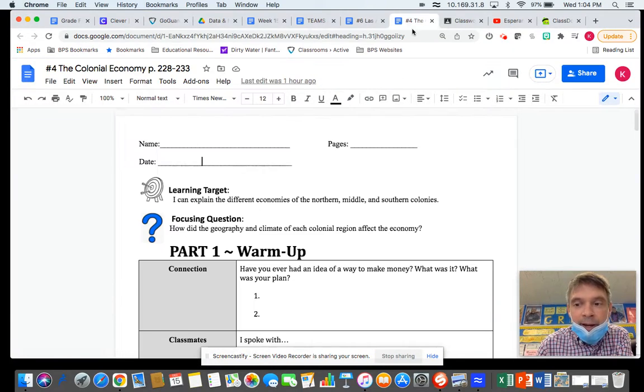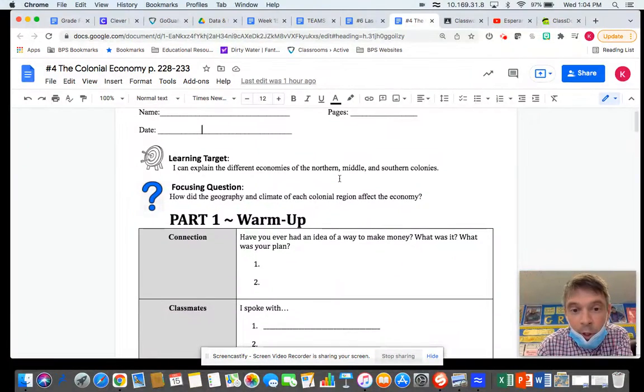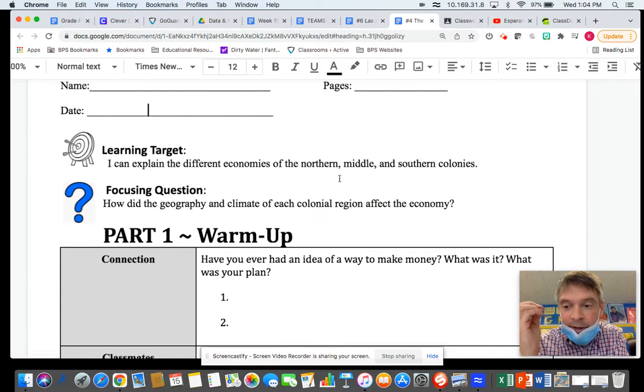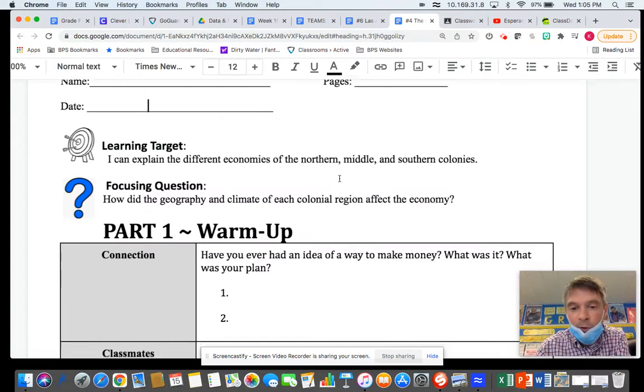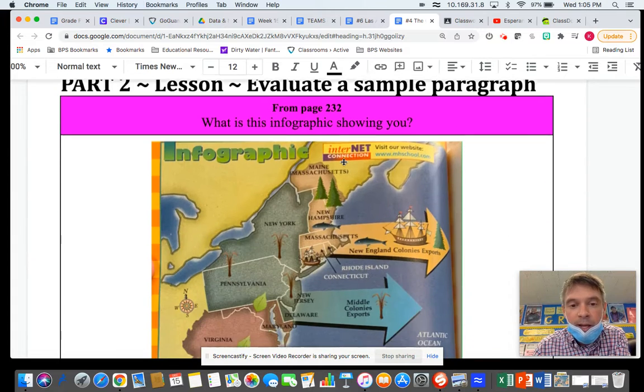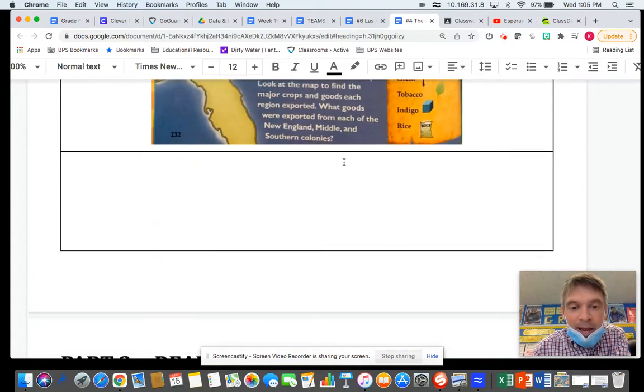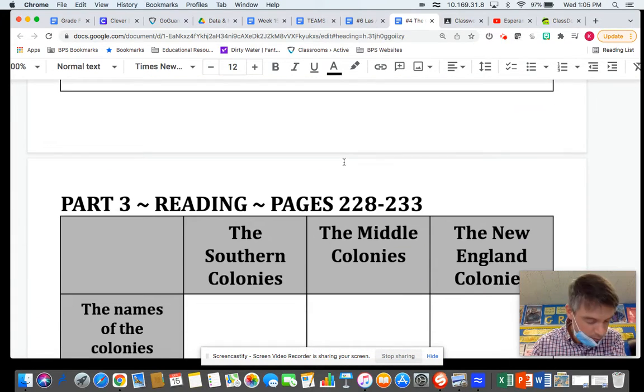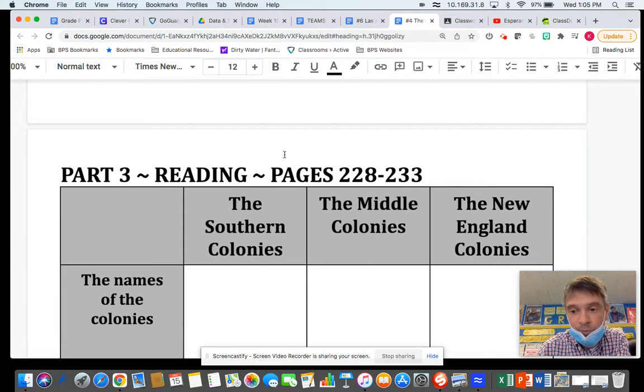You are right now on this document. You're working on finding out information about the different economies of the northern colonies, which is the New England, the middle colonies, and the southern colonies. You've already done the warm up, we've already analyzed the infographic, and now you're going on to page 228 to 233. So on 228 to 233, I'm going to be reading and you're going to be putting in information in the chart afterwards. So let me open up the reading.